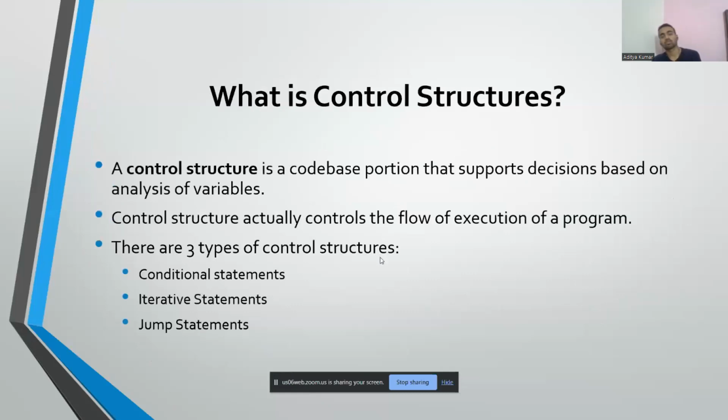A control structure is a code-based portion. It supports decisions based on analysis of variables. Basically, it controls the flow of execution in a program. There are three types of control structures: conditional statements, iterative statements, and jump statements. All of the control structures are divided into these three types of statements.